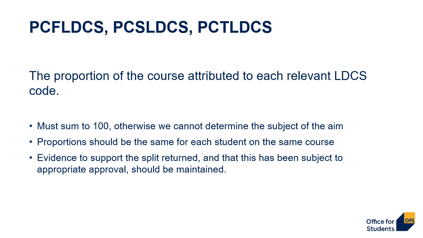Field PCFLDCS and the other two similar fields capture the proportion of the course attributed to each relevant LDCS code. If a learning aim is allocated to only one LDCS code, then PCFLDCS should be 100. Otherwise, you will need to determine an appropriate split across the relevant subjects represented by the LDCS codes for the learning aim. The three fields must sum to 100, and the proportions should be determined at course level rather than for individual students.